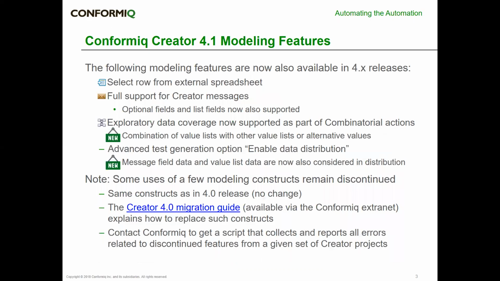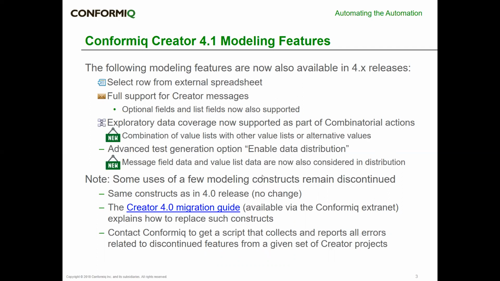To review these a little bit more in detail, the modeling features which have been previously missing from 4.0 have been select row from external spreadsheet, modeling with messages, for example, for API testing, as well as exploratory data coverage and enable data distribution. All of these four features are now back supported. Two of them even slightly enhanced. Basically, when it comes to the exploratory data coverage, it's now possible to also take combinations of value lists with other value lists or with alternative values, which is not possible in previous Conformiq versions. And finally, there are also some enhancements to the data taken into consideration in data distribution.